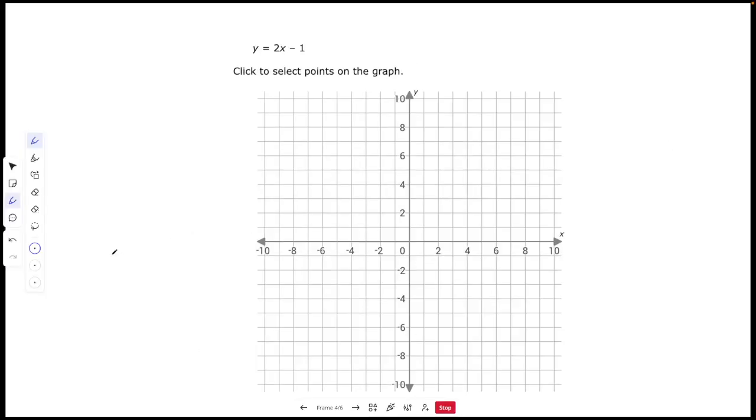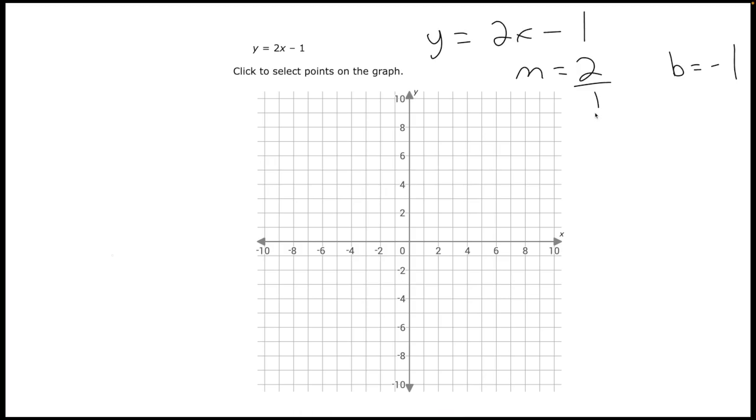All right, for this problem, you'll notice that the slope is a whole number, okay? It's just a regular number. It's not a fraction like the other ones. So the slope is 2, and the y-intercept is -1. Now, when we have just a regular number for the slope, we can always write it over 1. That's how we make it a fraction, because you want your slope to be a fraction so that you can do rise over run.